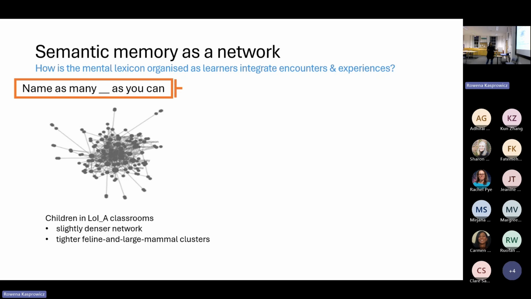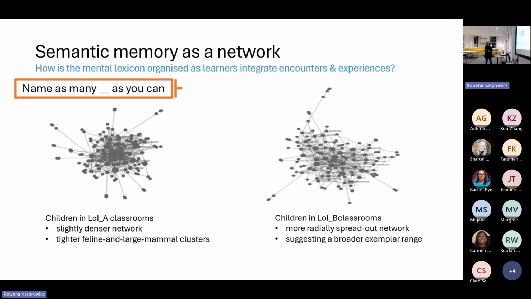But in a network analysis, what you're looking at is what are the nodes and how far are the words from each other. So that's from the language of instruction classrooms. And this is a good 10 classrooms, I mean, across 10 schools. And that's from another language of instruction classroom.